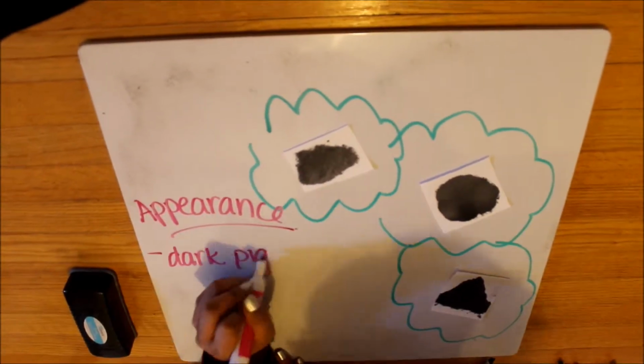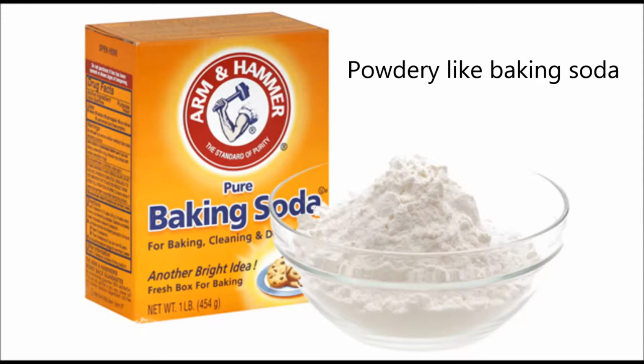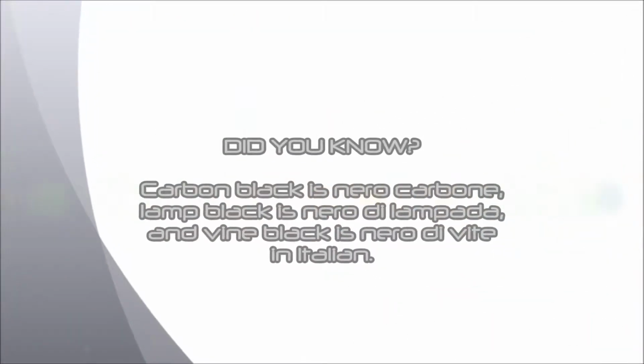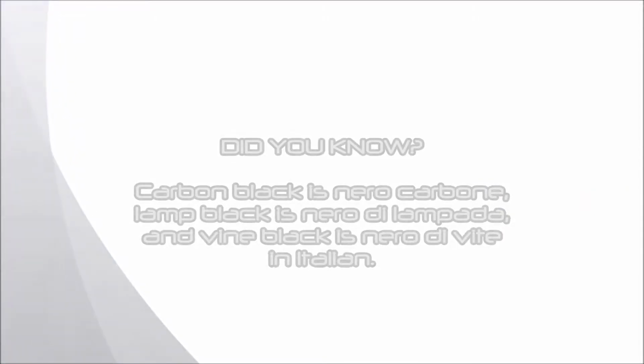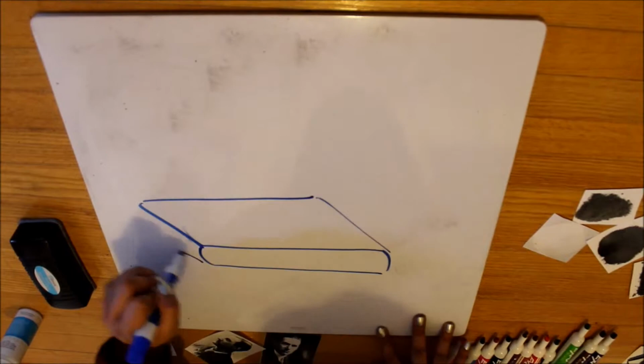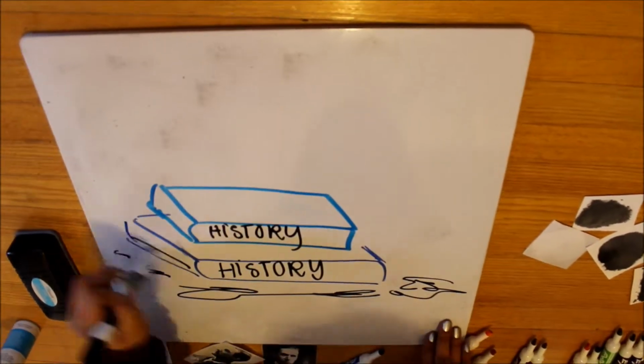As for the appearance, it has, of course, dark pigmentation, and it is also powdery like baking soda, but it's black, of course. Did you know carbon black is nero carbone, lamp black is nero di lampada, and wine black is nero di vite in Italian? Yeah. As for the history, it goes all the way back to cavemen when they first created the first fire.